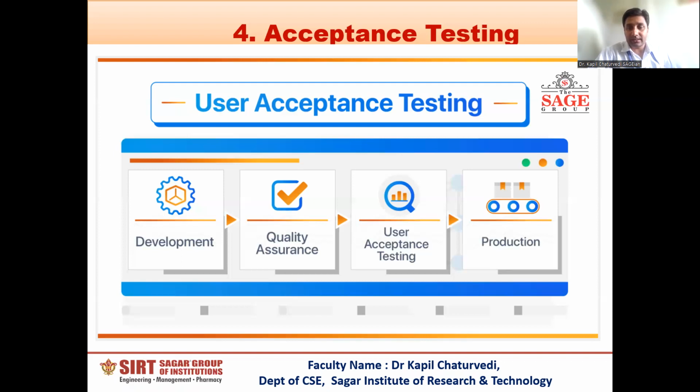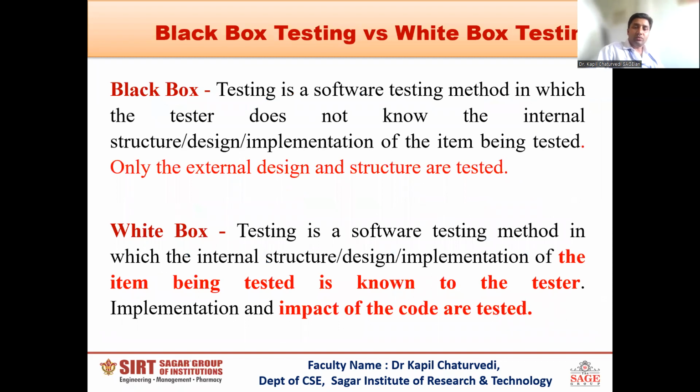So this is the user acceptance testing. Now the two more important testings are black box testing and white box testing. No need to be confused by both of them. Basically, black box testing is used to check the logic, and white box testing is basically used to check the flow of the software. Black box testing is a software testing methodology in which the tester does not know the internal structure, design, and implementation of the item being tested. Only the external design and structure are tested. White box testing is a software testing method in which the internal structure, design, and implementation of the item being tested are known to the tester. Implementation and impact on the code are tested.